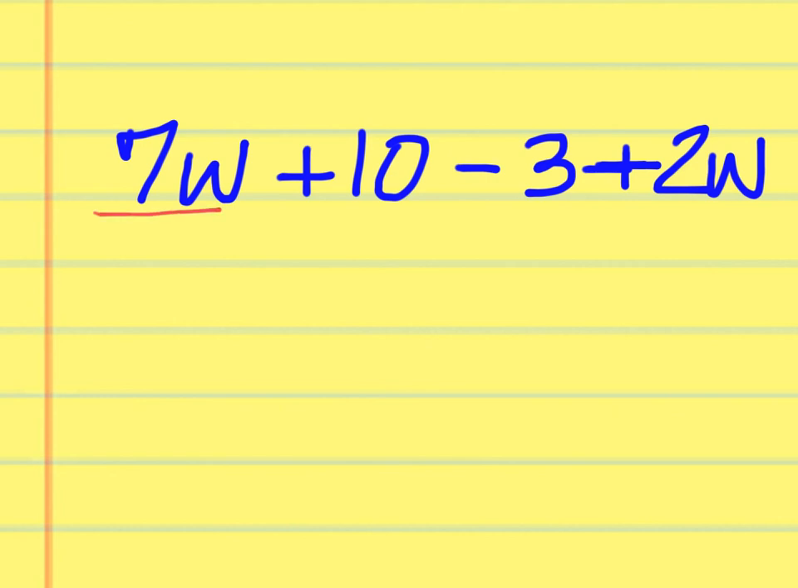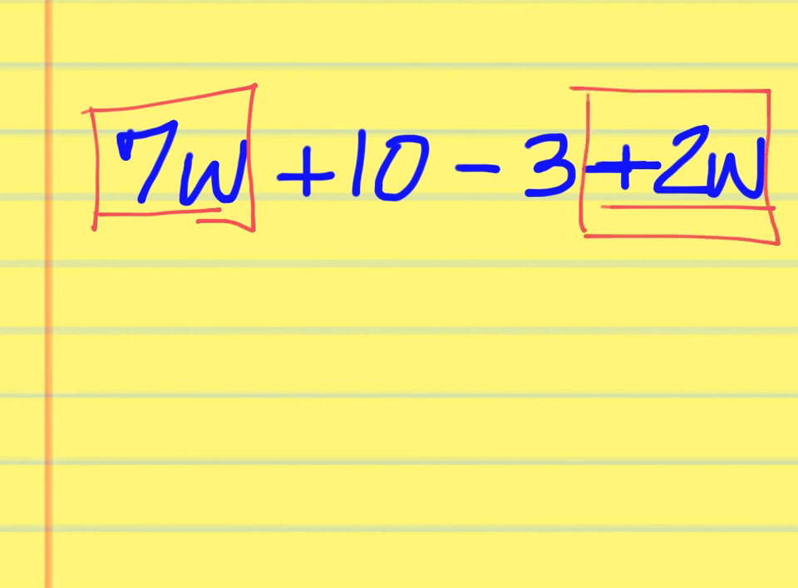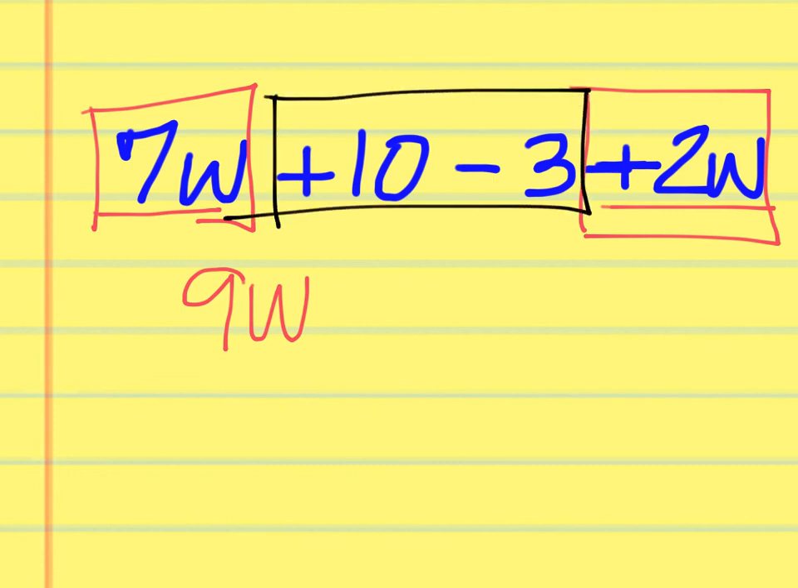Look at your w's first. You can add and subtract w's. So you have 7w plus 2w. That is 9w. And then you have 10 minus 3. 10 minus 3 is a positive 7, so you write plus 7.